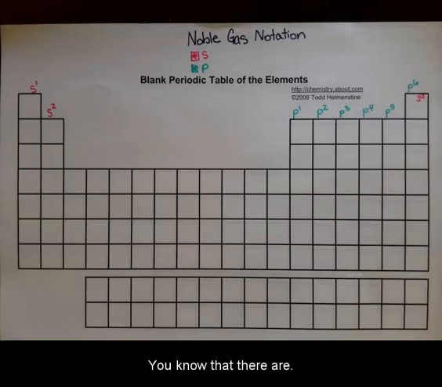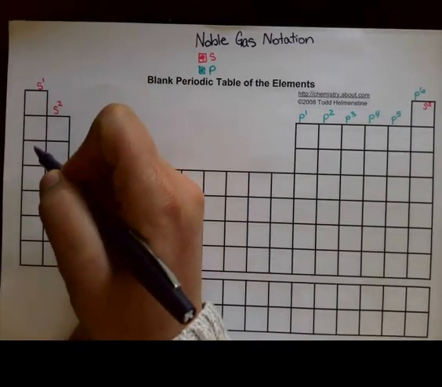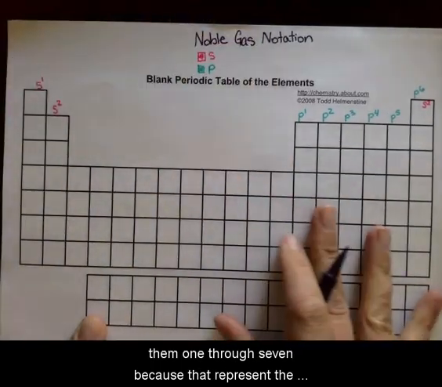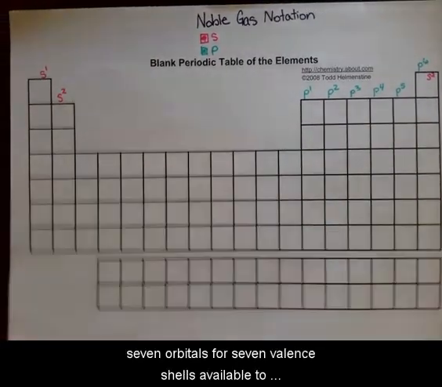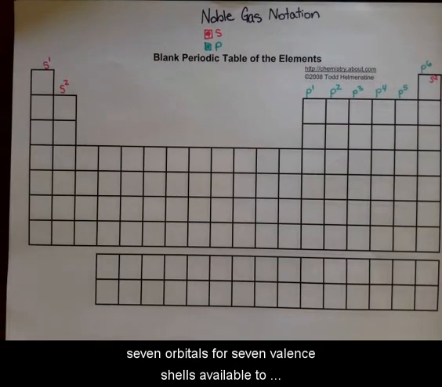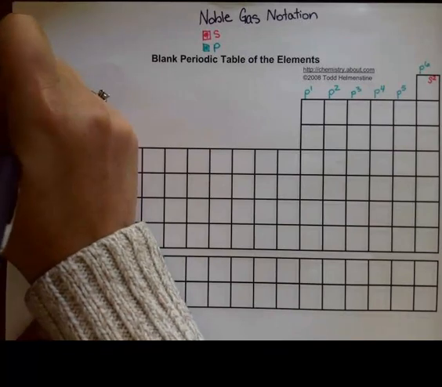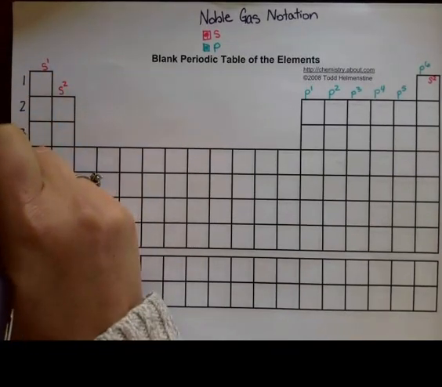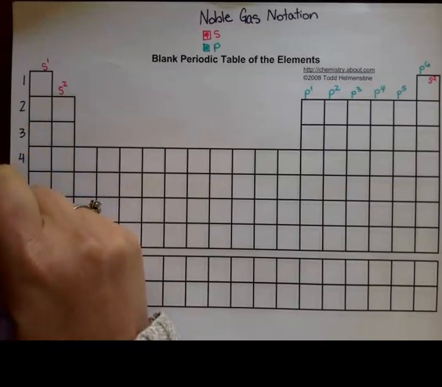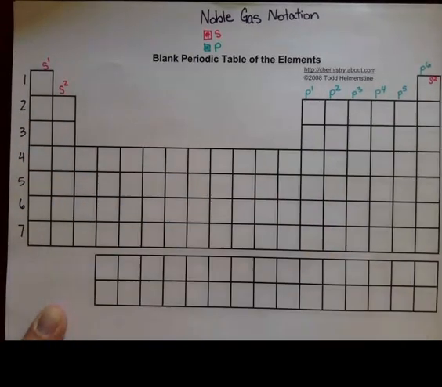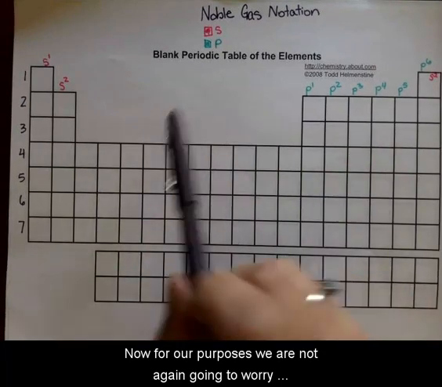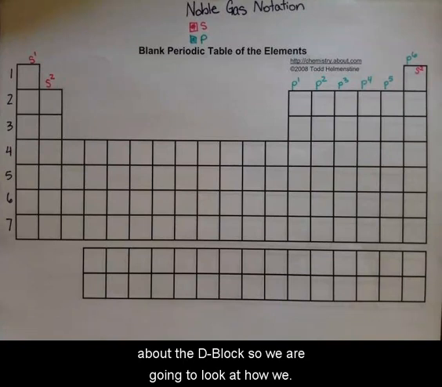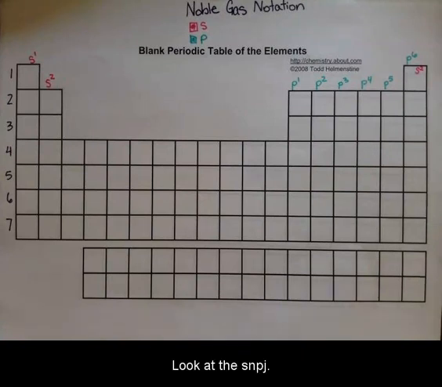If you know that there are 7 rows in a periodic table, and we label them 1 through 7 because that represents the 7 orbitals or 7 valence shells available to these electrons, you just go 1, 2, 3, 4, 5, 6, 7. Now, for our purposes, we are not, again, going to worry about the D block, but we are going to look at the S and P block.